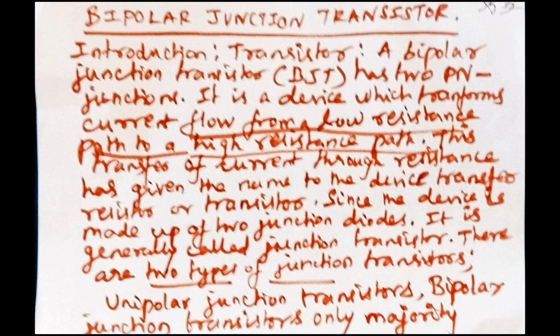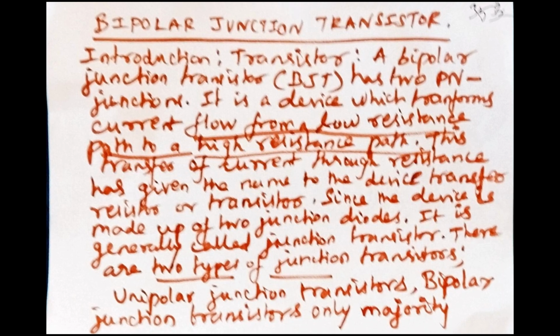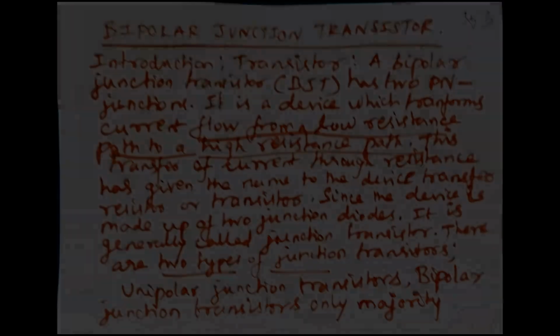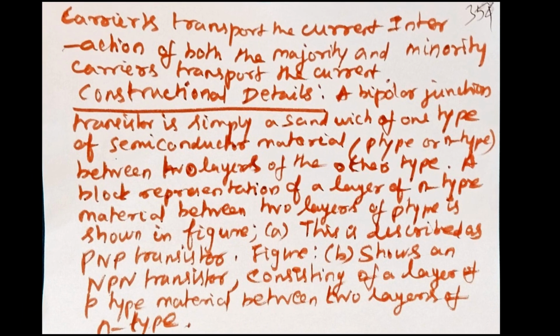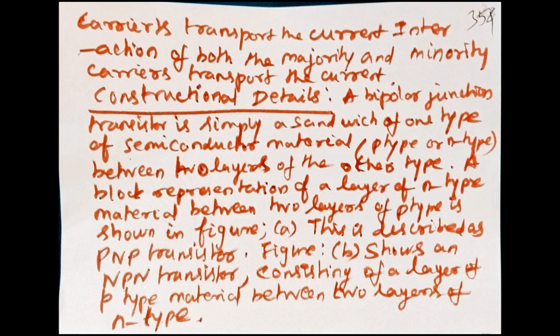There are two types of junction transistors: unipolar junction transistors and bipolar junction transistors. In a unipolar junction transistor, only majority carriers transport the current. In a bipolar junction transistor, the interaction of both the majority and minority carriers transports the current.